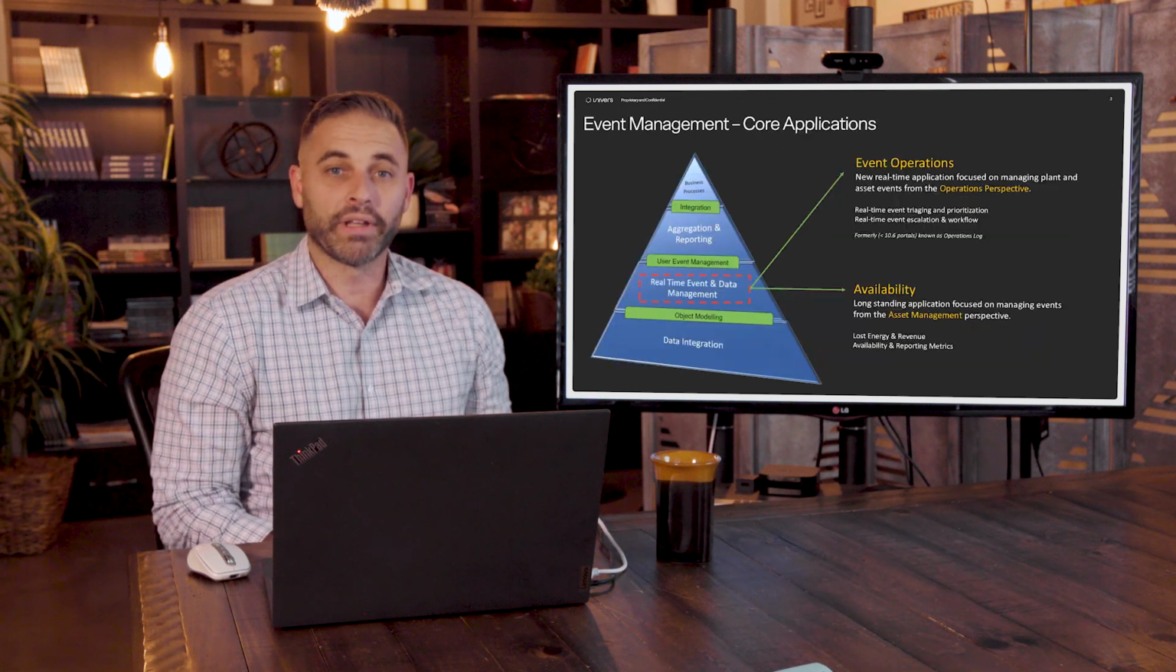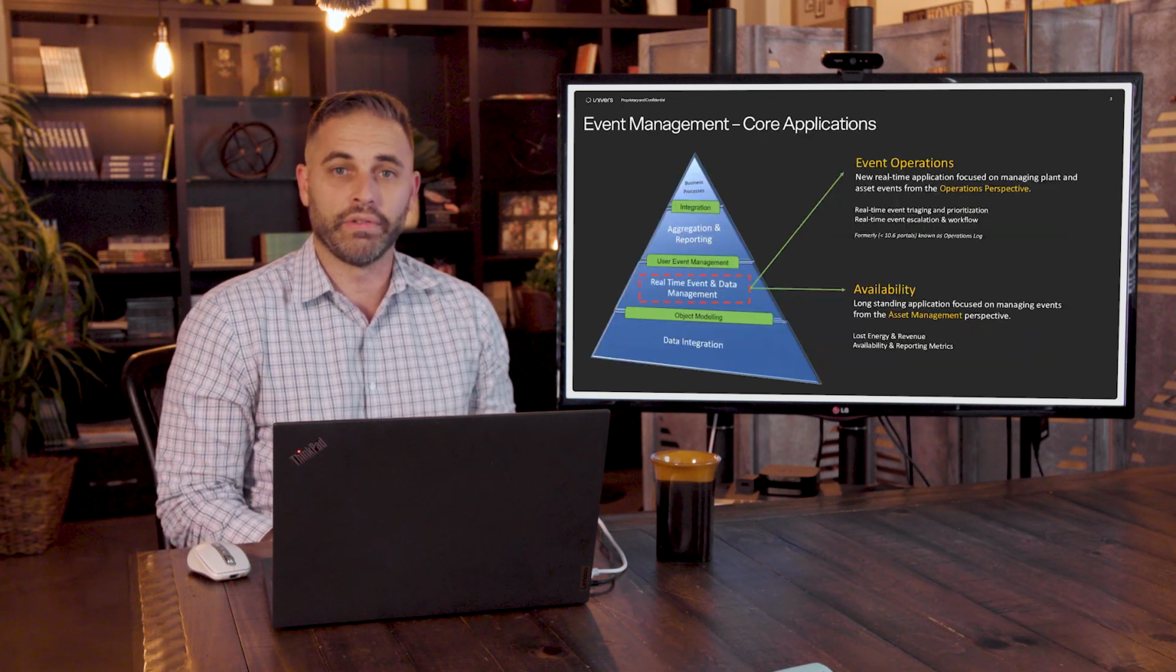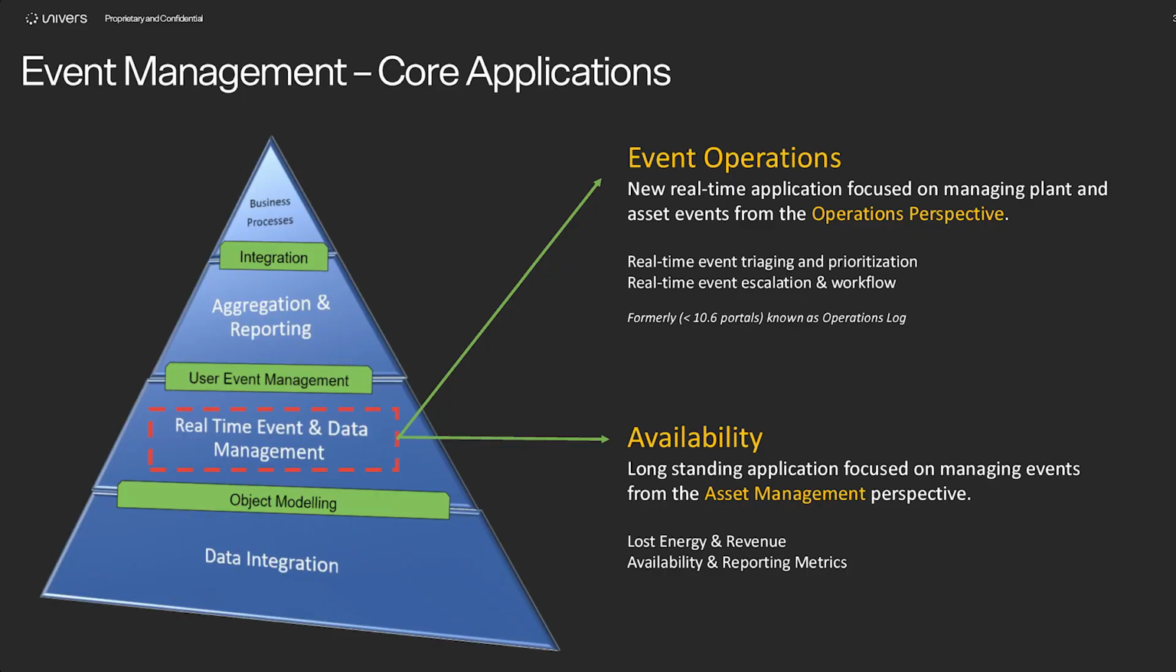There are two key applications for event management in Basefield. The first being the availability application, which many of you may have used already. The availability application is largely guided towards asset management and allows you to track and to recategorize outages to affect your overall availability and performance numbers. Event Operations, which is the focus of the video today, takes a more operations perspective of event management and integrates the real-time desk into this process.